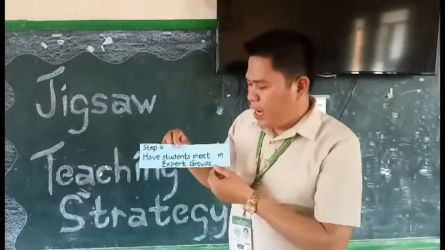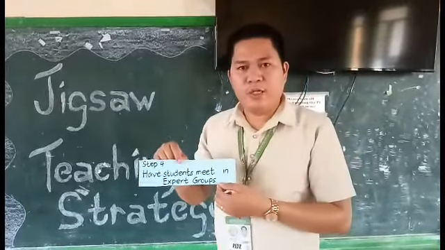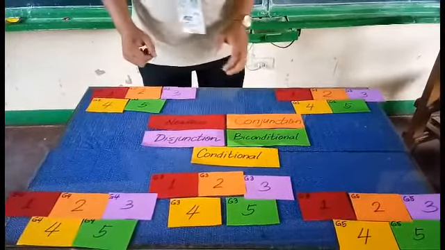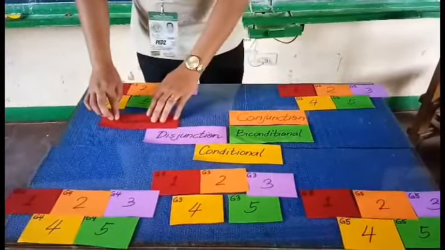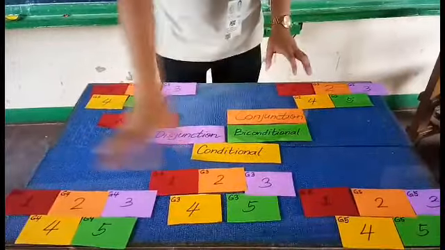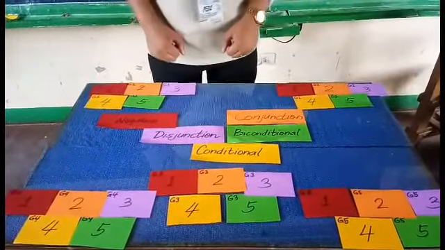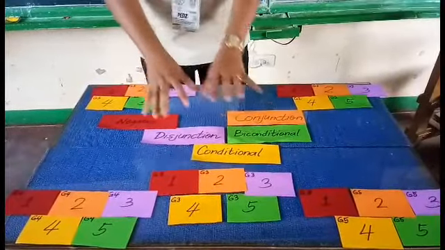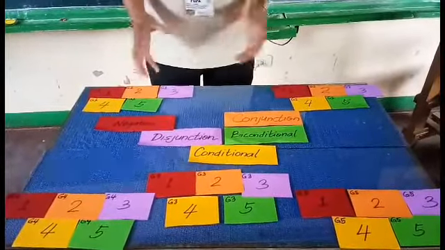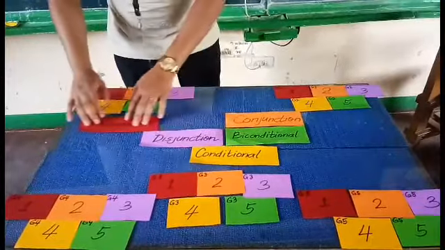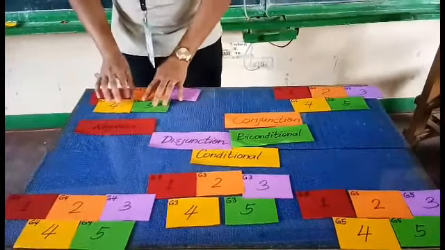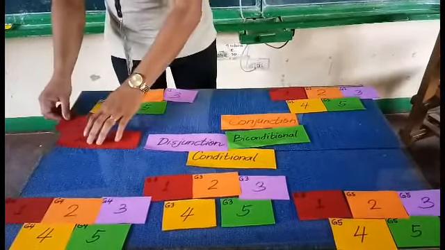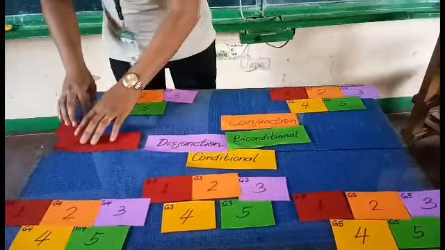Step number 4, have students meet in expert groups. For step number 4, for the expert of a particular topic, for red we have negation. So all red color, they are going to proceed to negation because they are experts on that particular topic. Remember that these topics were already assigned to the different students. So for negation, the student with the color red, group 1, number 1 student, is going to proceed with the topic negation.